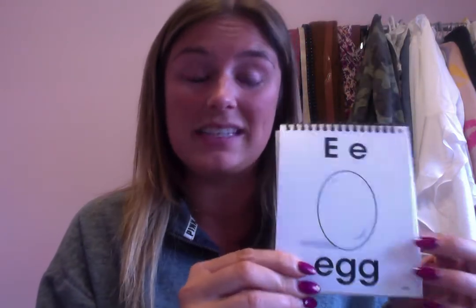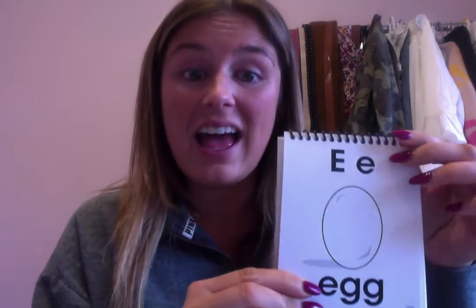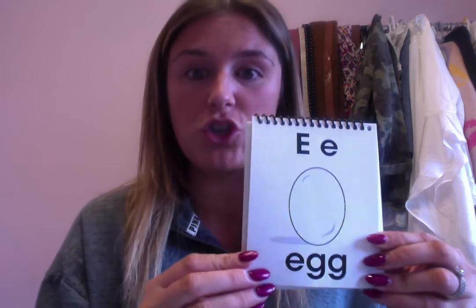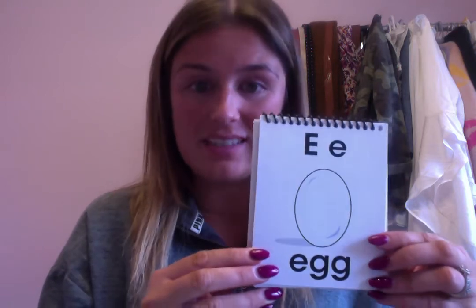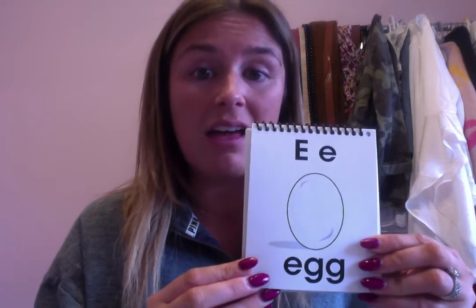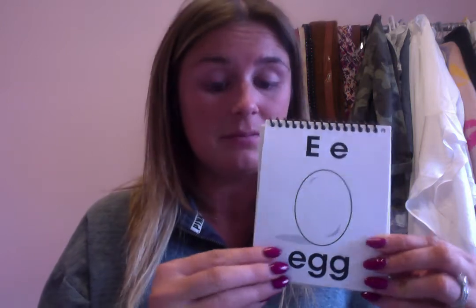This is the letter E. E makes the short E sound and the long E sound. We know that egg begins with the short E sound. Can you think of a word that begins with the short sound E or the long sound E?